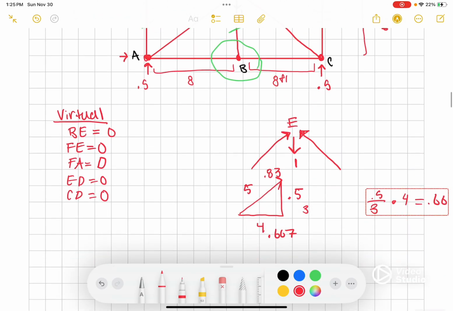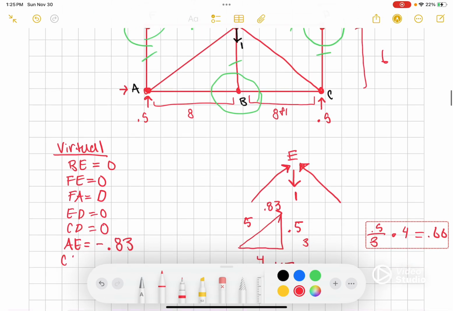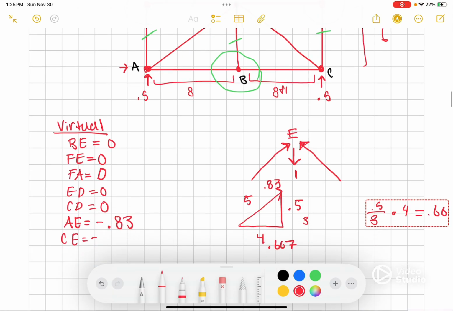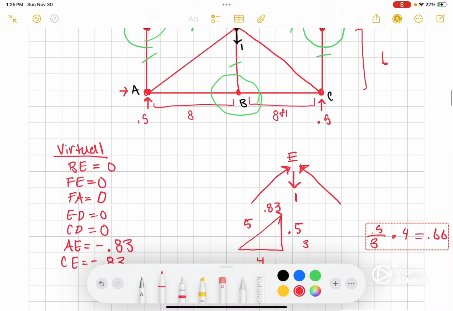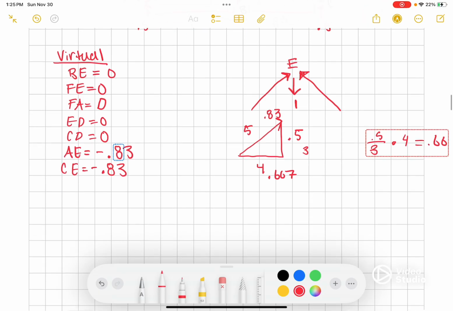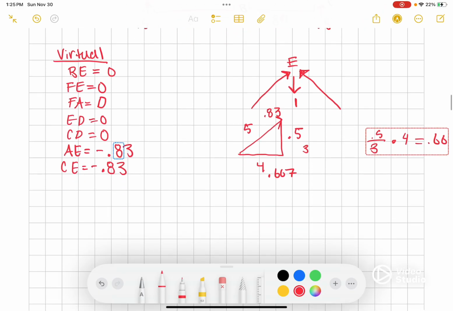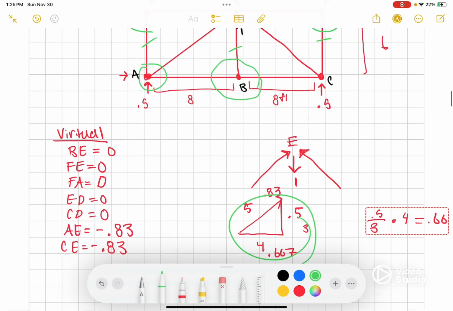So we know that AE, and remember it's in compression, so it's going to be negative 8.3. And CE is going to be negative 0.83. Now we just have two more non-zero beam members to solve for, which are AB and CB, which luckily for us are also going to equal each other, right? If we look at this triangle here, this is the same thing that's coming in to joint A.